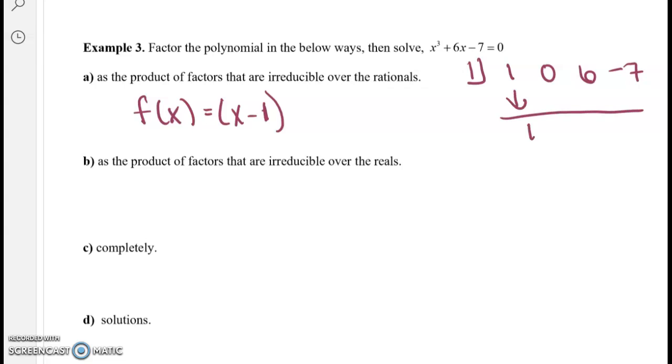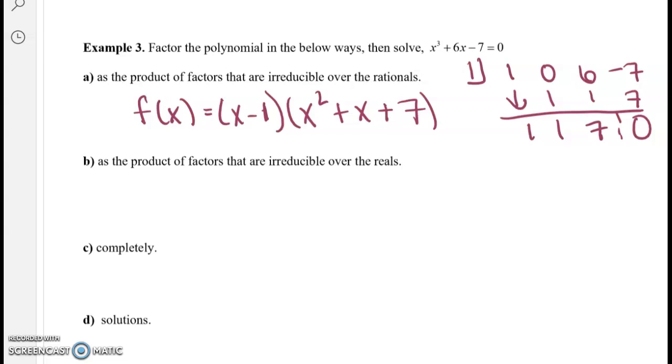So 1, 1, 1, 1, 7, 7, and 0. So my other factorization is going to be x squared plus x plus 7. I can tell you right now, I can't think of two numbers that multiply to 7 and add to 1. So there's my factorization over the rationals.